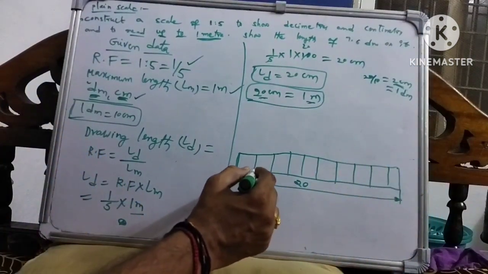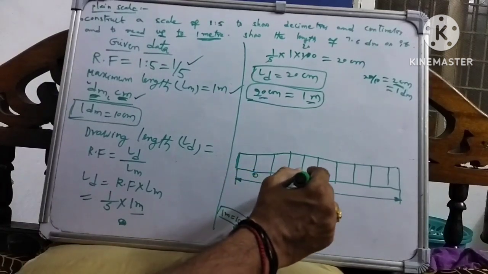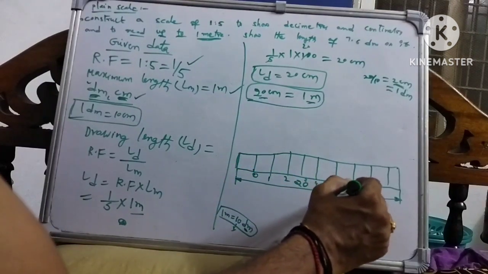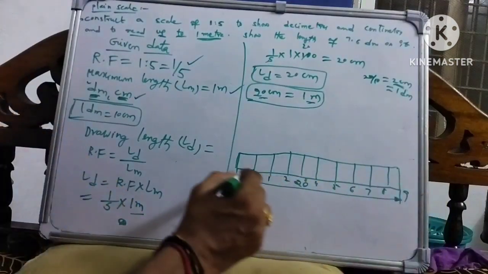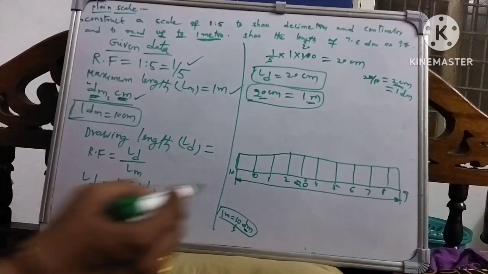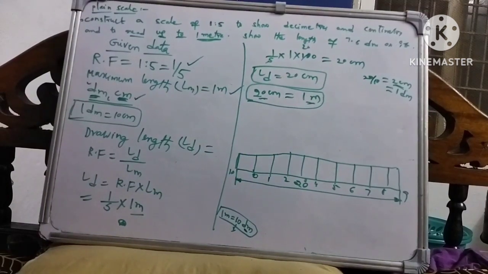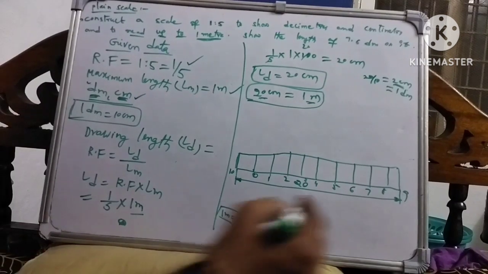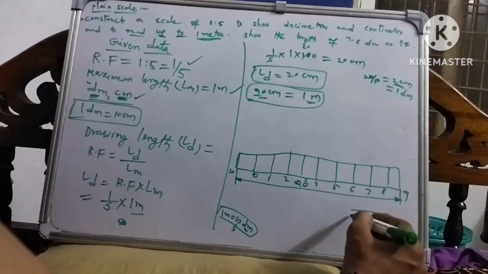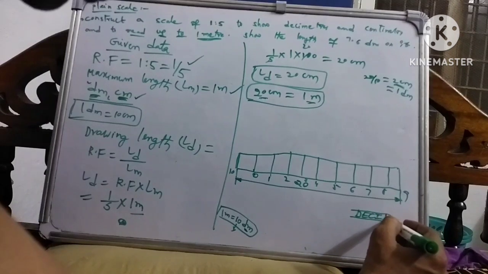Give the numbering after the first division: 0 1 2 3 4 5 6 7 8 9 and this is 10, right? So this is a decimeter line. 1 meter is equal to 10 decimeter, so the 1 meter line divided into 10 parts, each part shows 1 decimeter, right? So this is the decimeter, the first scale, main division.